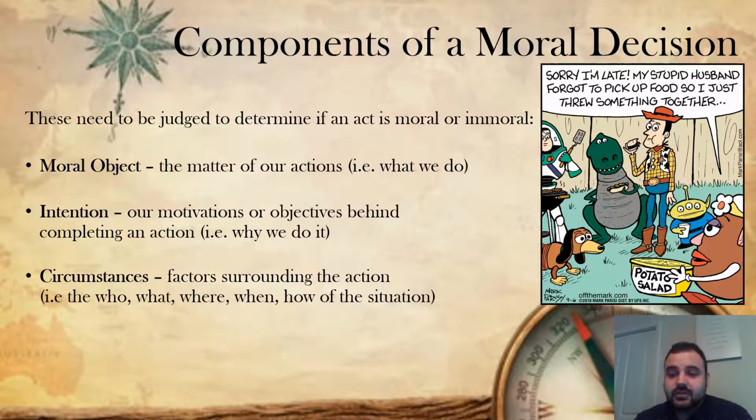So in every moral decision, there are some key components. There's what we call the moral object. The moral object doesn't mean that the decision is automatically moral or good. It's simply saying the object, the focal point, the action in question in a moral decision. So the moral object is ultimately what is being decided.